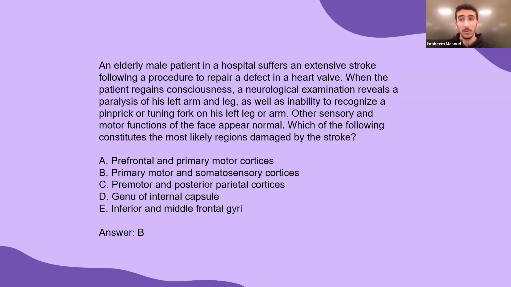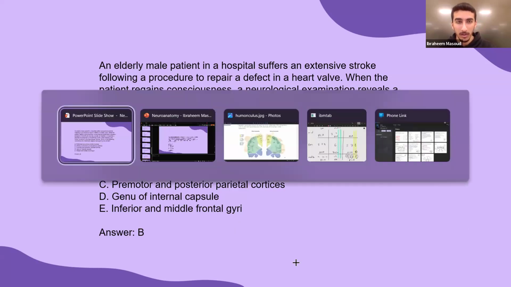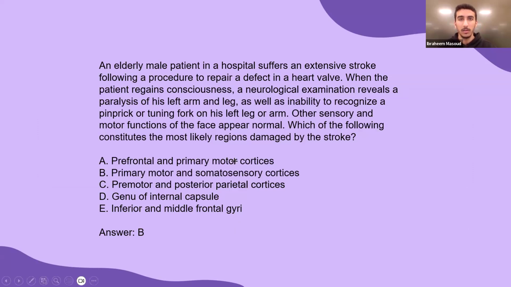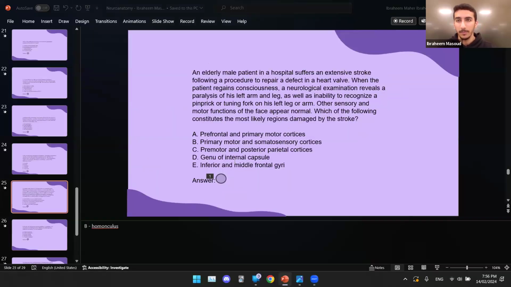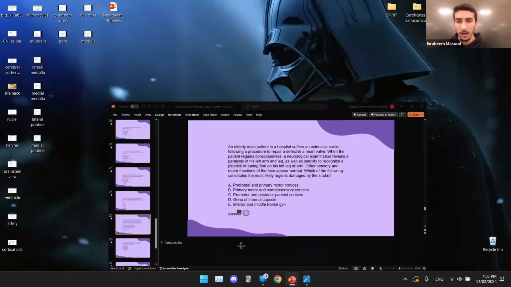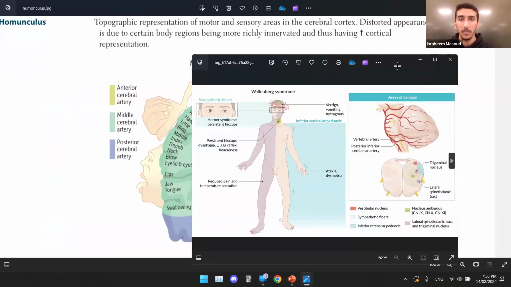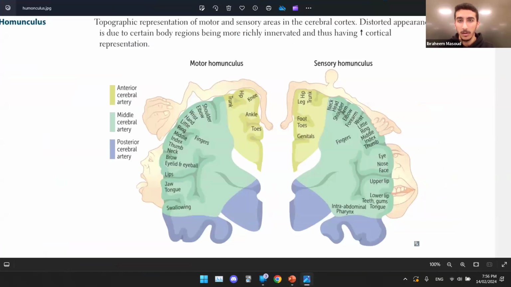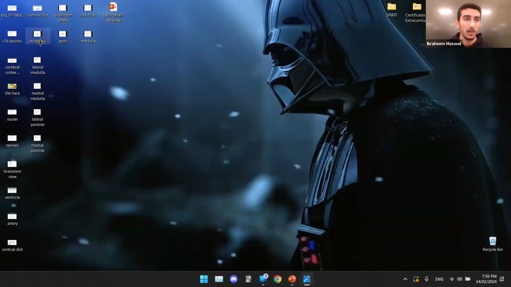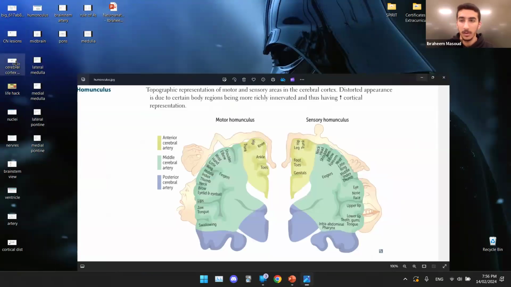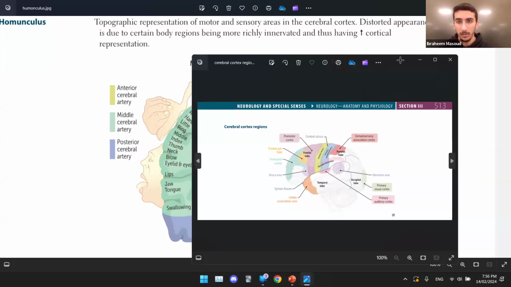Why? Remember, somatosensory cortex, so vibration, and the primary motor, because he has paralysis. Let's go back to the picture again. You need to really know the brain functions. Why do I keep opening this picture? You need to know the brain functions. So look.